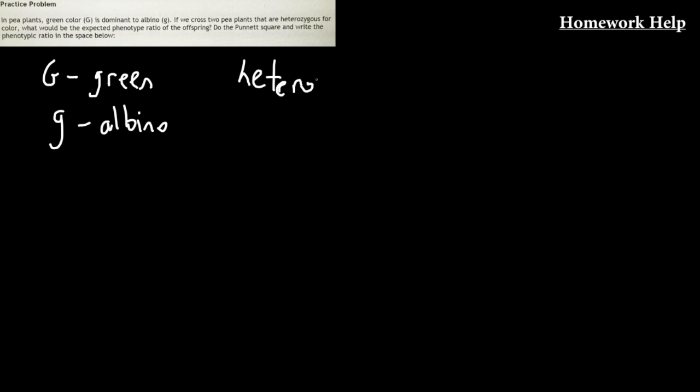So one plant would have big G, little g, and then the other plant would also have big G, little g. So when you cross this, it would look something like this. Big G, little g. So let's say that's the male plant. Big G, little g. So let's say that's the female plant. And what you would do is you would draw some sort of square like this.